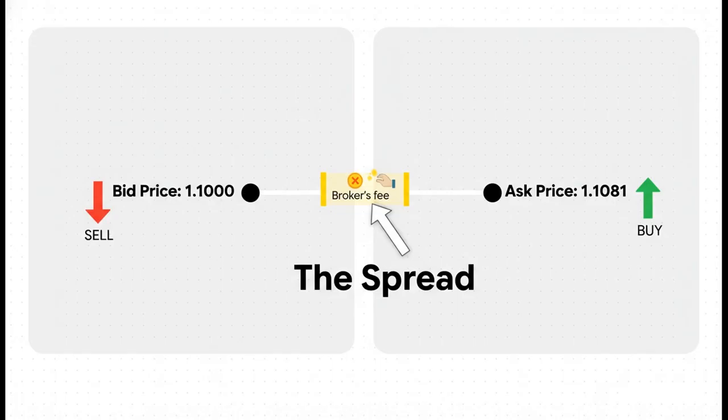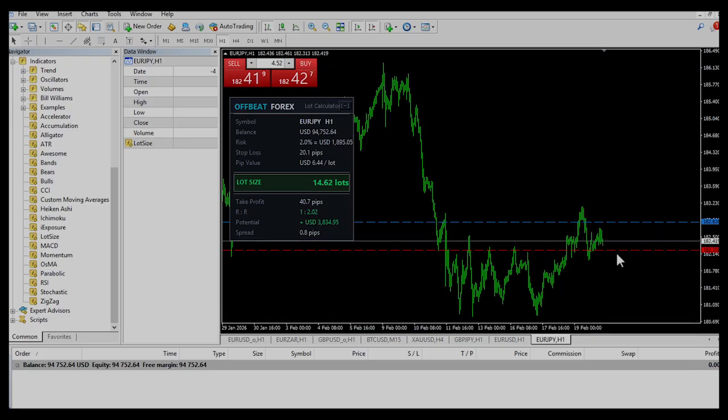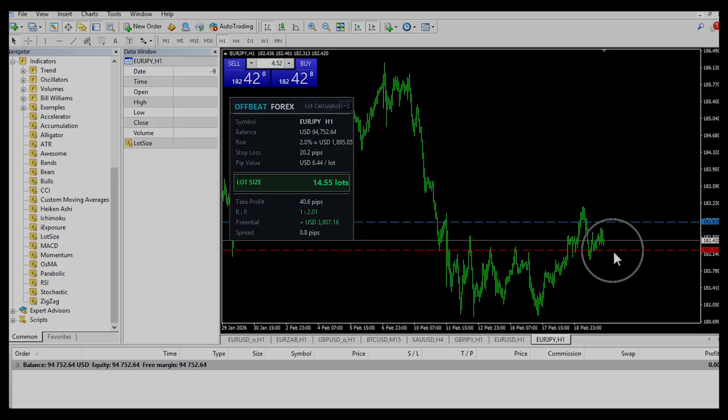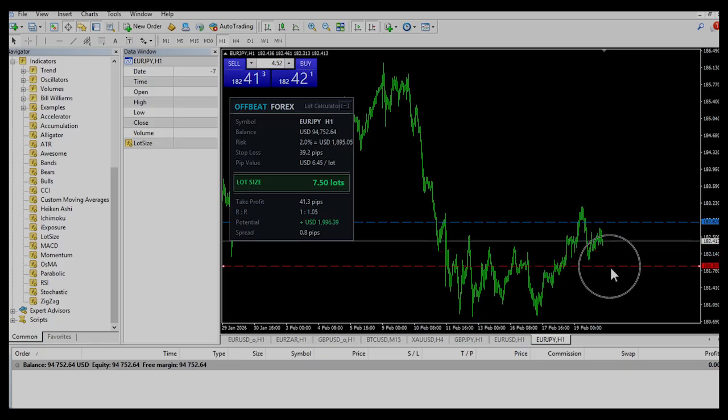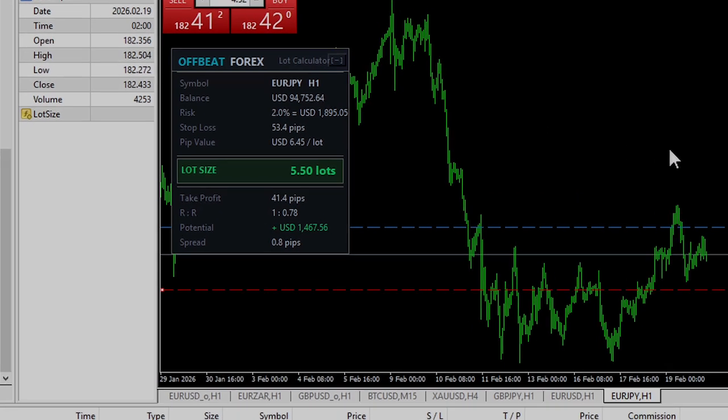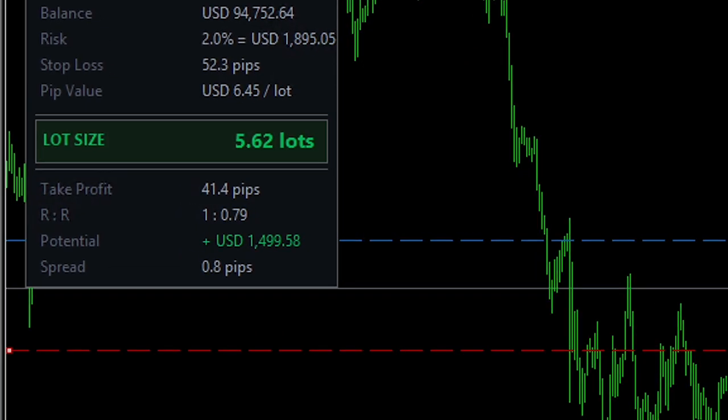This means every single trade you take starts as an instant small loss. Your first job is just to climb out of that hole to get to break even. How do you know the spread before placing a trade? Well, a bit later, I'll show you an indicator we use that not only calculates your lot size automatically, but also displays the live spread on your chart.